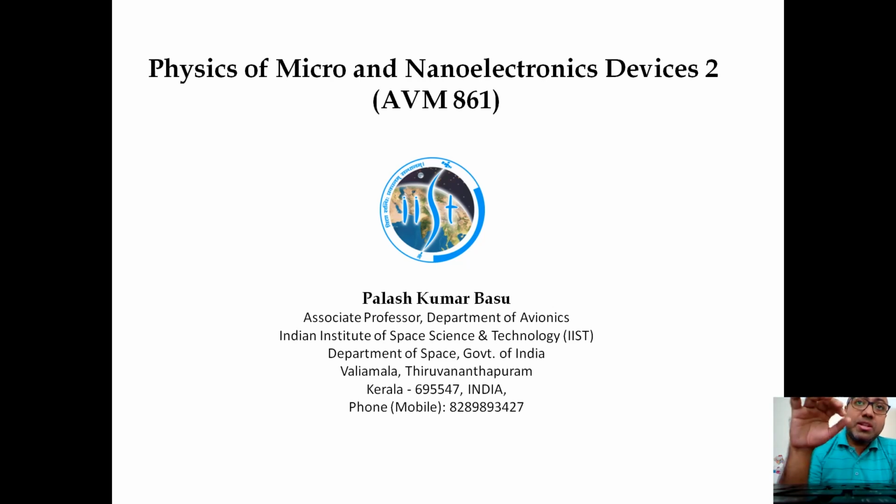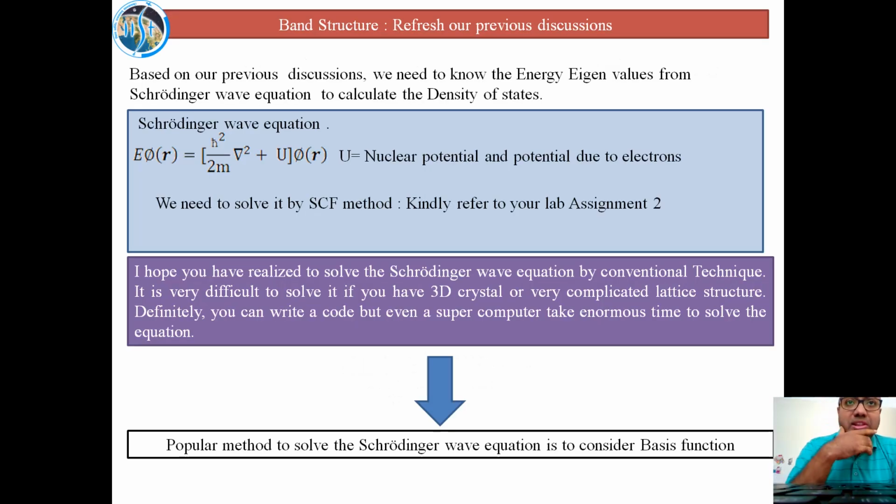Now the question is, if we don't introduce the concept of the band diagram, what is the conventional way to solve the Schrodinger wave equation and get to know the energy values? That is not easy, but it is a very conventional way.